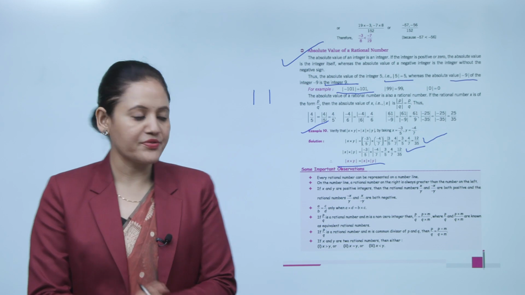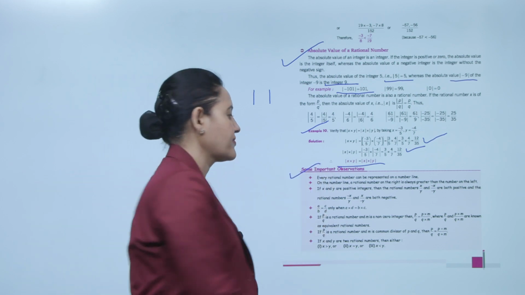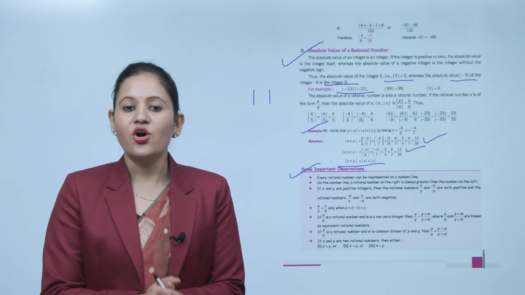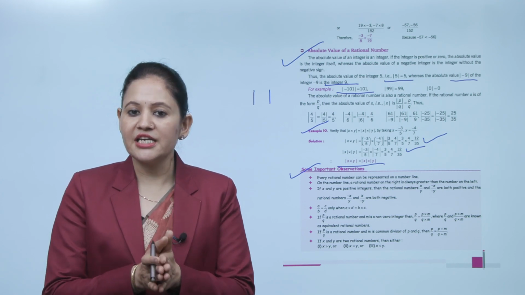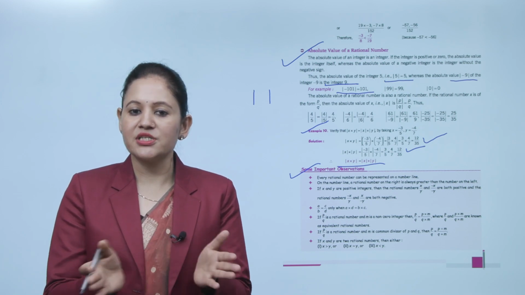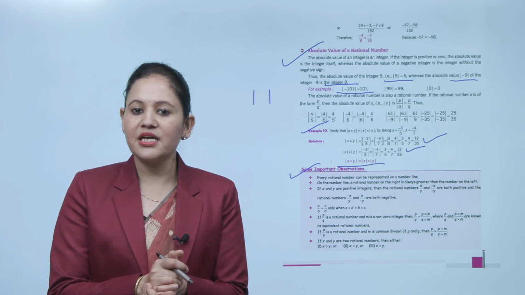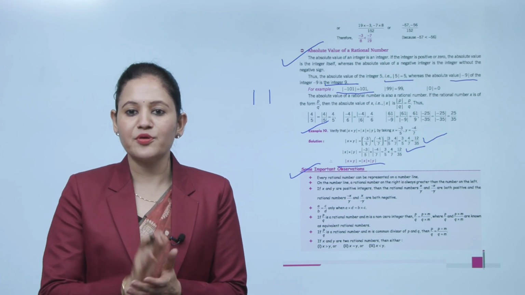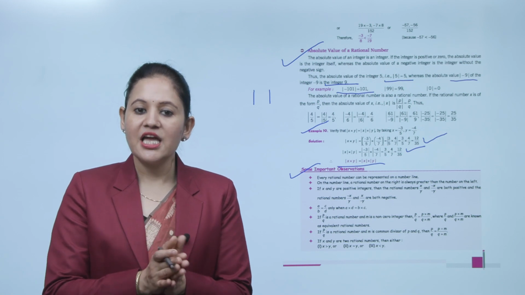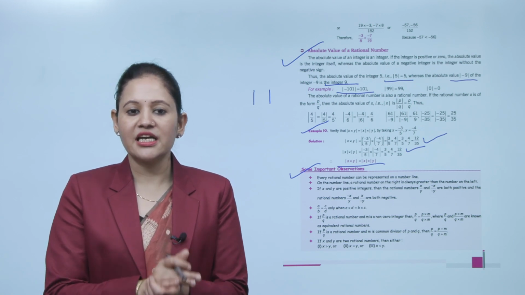Next, some important observations. Every rational number can be represented on the number line. On the number line, the rational number on the right is always greater than the number on the left. If x and y are positive integers, then the rational numbers x upon y and minus x upon minus y both are positive, and the rational numbers minus x upon y and x upon minus y both are negative.